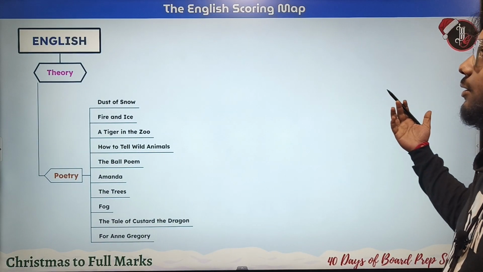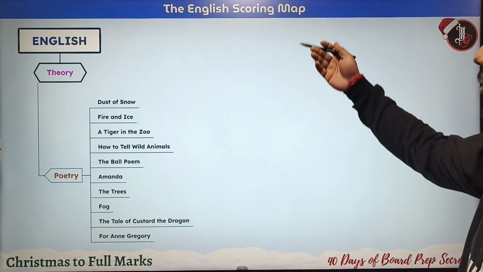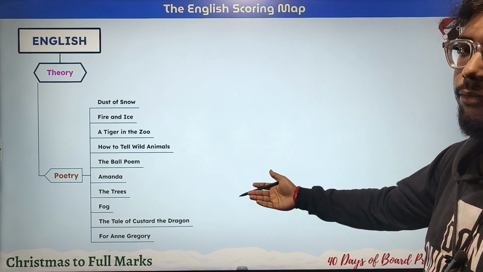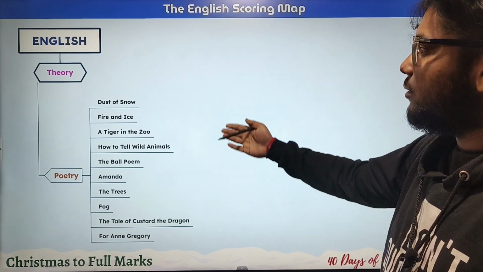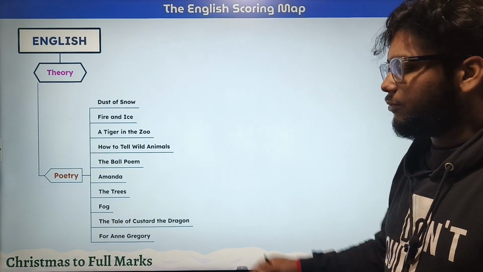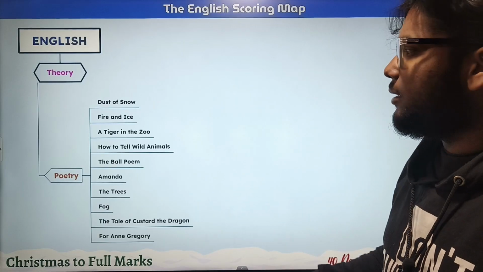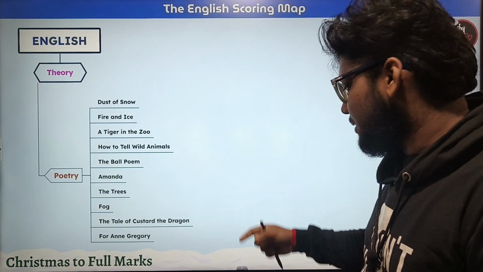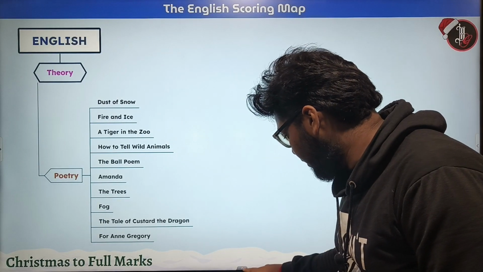The next slide shows us the number of poetries we have. We really have a lot of poetries. You guys can take a screenshot of these poetries, as we all know about these poetries now. So now let's jump to another slide which we will explain.